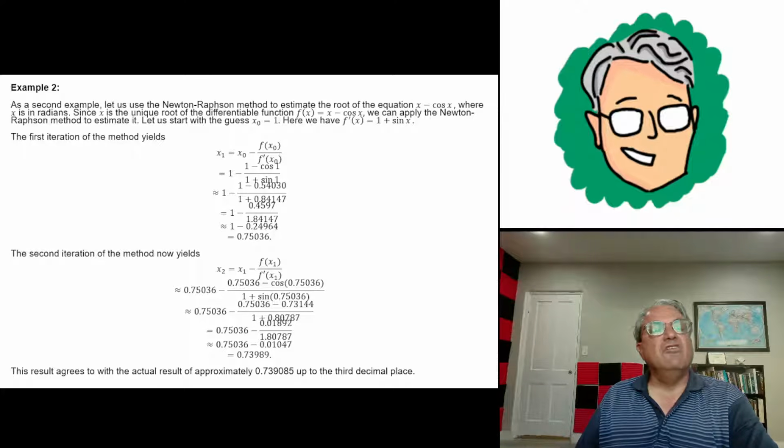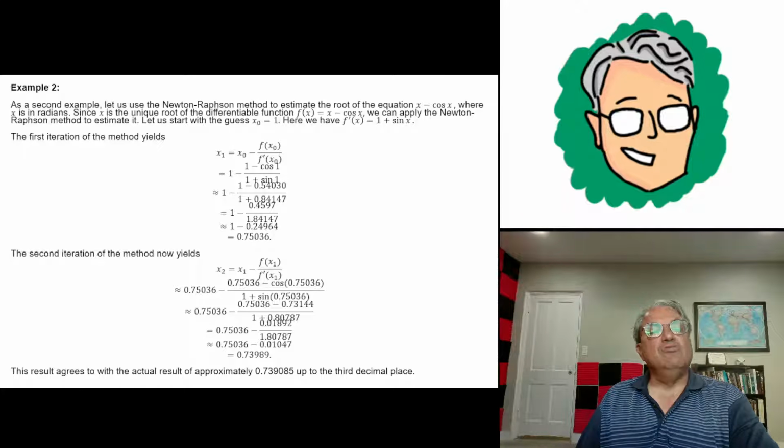So do the same thing. x1 is x0 minus f of x0 over f prime of x0. This time f of x0 is 1. f of x is x minus cosine x. x0 here is 1, so the numerator is 1 minus cosine 1. And then the derivative of x minus cosine x is 1 plus sine x. So the denominator is going to be 1 plus sine 1.